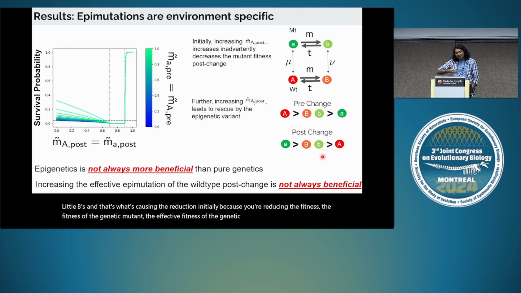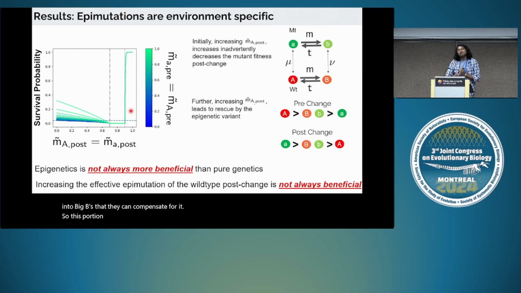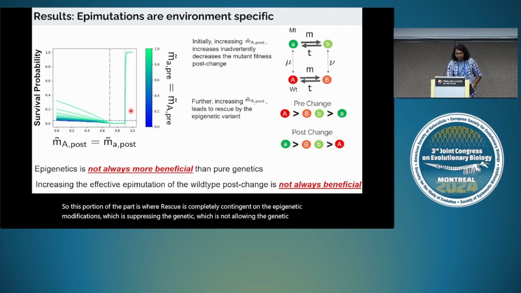But when we keep increasing big A's, what happens is we are converting enough of the big A's into big B's that they can compensate for it. So this portion is where rescue is completely contingent on the epigenetic modifications, which are suppressing the genetic modifications, not allowing them to occur in the population.